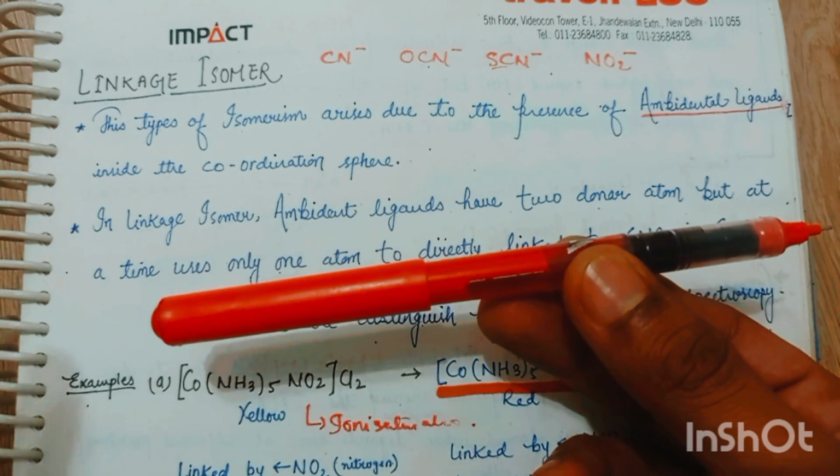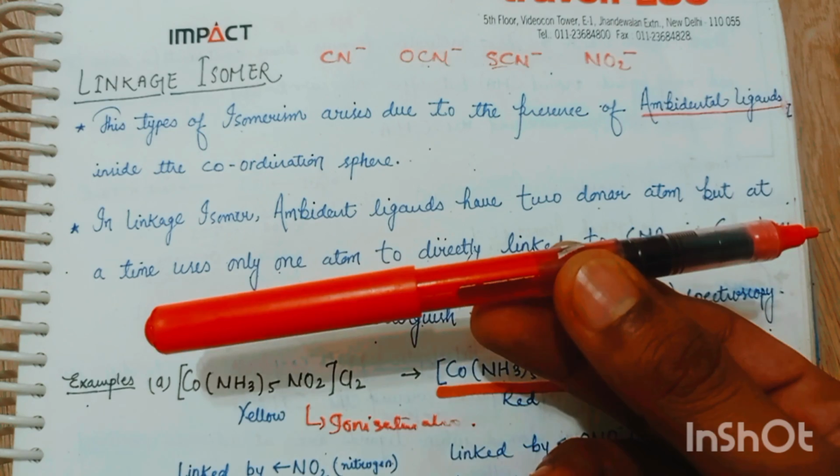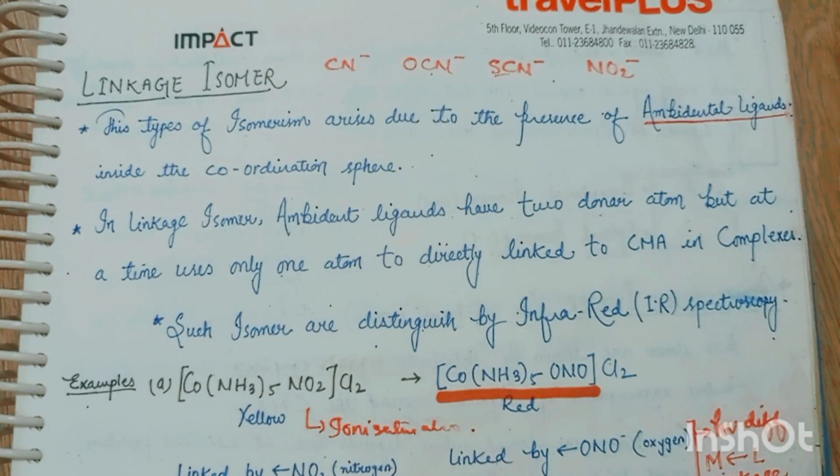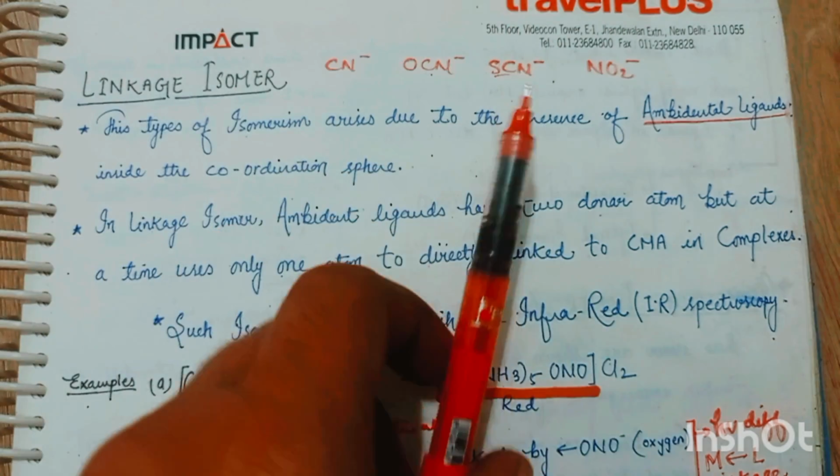Similarly, all the ligand cannot have this ability to connect with the central metal atom in two different ways. Only some selected ligand that are known as ambidentate ligand. Do you know what are ambidentate ligand? Ambidentate ligand are those ligand that have two or more donor sites, but at a time they use only one donor site. For example, I used to take the example of my hands or your hands.